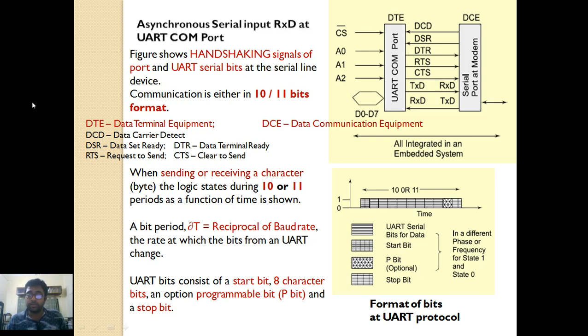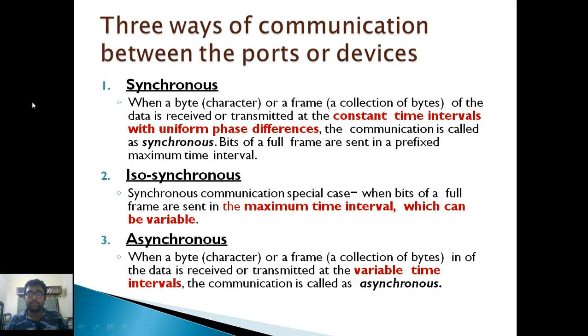Let's go to the next slide. There are 3 ways of communication between the ports or devices. First one is synchronous. When a byte or a frame, a collection of bytes of the data, is received or transmitted at constant time intervals with uniform phase differences, the communication is called synchronous. Bits of a full frame are sent in a prefixed maximum time interval. That's why the clock pulses are basically used to maintain that phase difference.